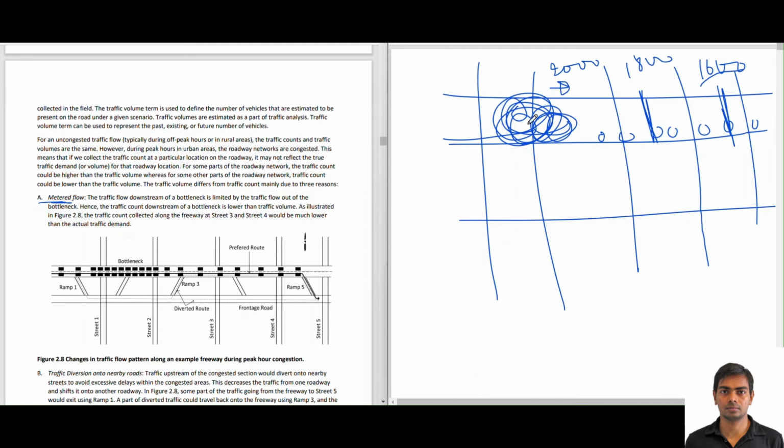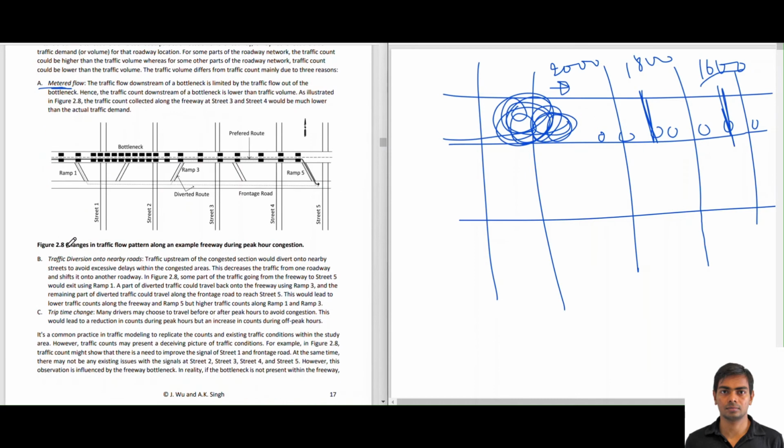So the first thing that can happen is, due to congestion, the volume we have measured in the field is metered. There is no direct way of measuring the demand or the volume. The only thing we can observe again is the count, and once we observe the count, it might be metered. The second thing that can happen is traffic diversion on the nearby roadway.